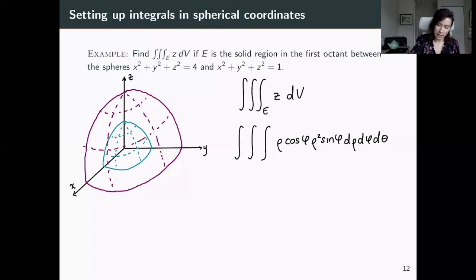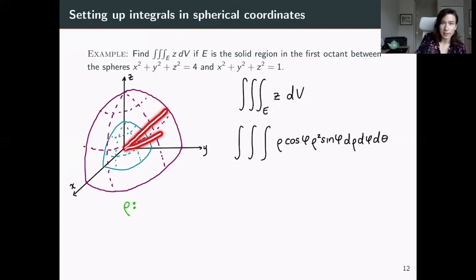Okay, so let's go ahead and work with our rho first. So where is rho going? Rho is always going to start on the inner sphere, and we're going to go out to the outside of the sphere. So again, here my rho is always going to be coming out from the origin. And so the first place that I hit is going to be rho equal to 1, and then exiting out at rho equal to 2. So we're going to go from rho equal to 1 to rho equal to 2.